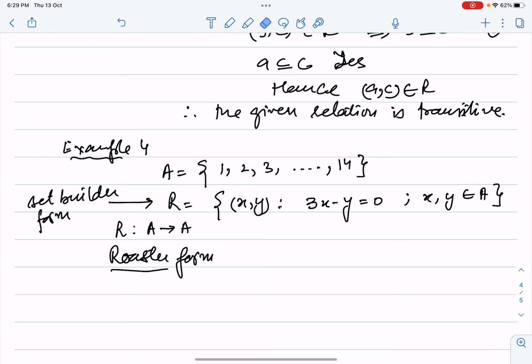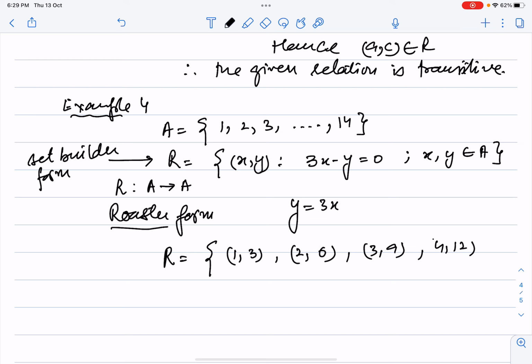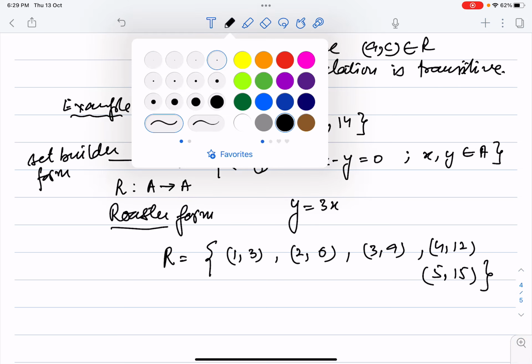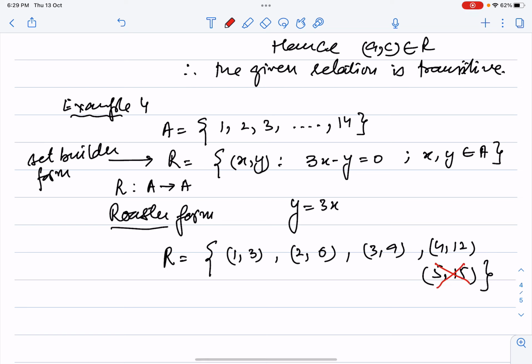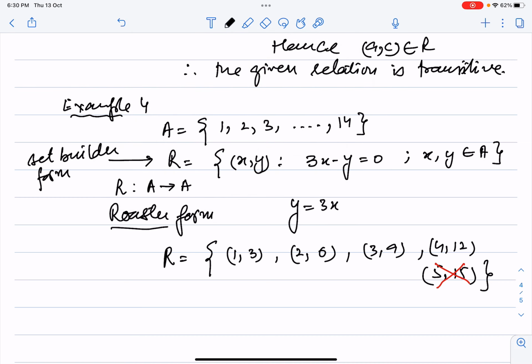So we can write y is equal to 3x. Keep putting the value of x from the set A, and we can write the relation like this: if x is 1, y is 3; 2, then it is 6, because 3 into 2 is 6; 3, then it is 9; 4, then it is 12. Can I write (5, 15)? No. Why no? Because 15 is not in the set A. So we have to delete this one. So the final is (1, 3), (2, 6), (3, 9), and (4, 12).